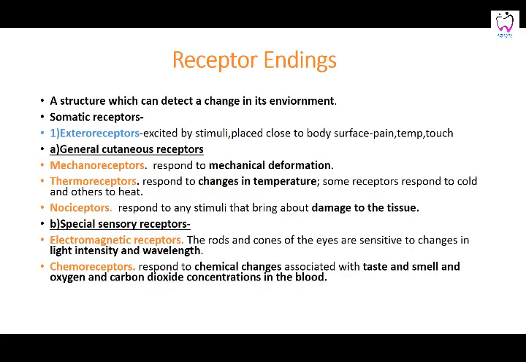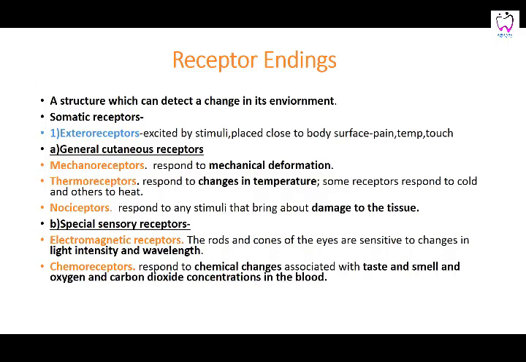Then that was the nervous tissue, that is the glial tissue, the supportive framework, and the main receptor cells or the active cells are the neurons. Then you have certain receptor endings. These receptors bring your impulses from the periphery to the central nervous system. A structure which can detect a change in the environment is said to be a receptor. There are somatic receptors from the body, that is, exterior receptors placed close to the surface. They are concerned with pain, temperature, and touch.